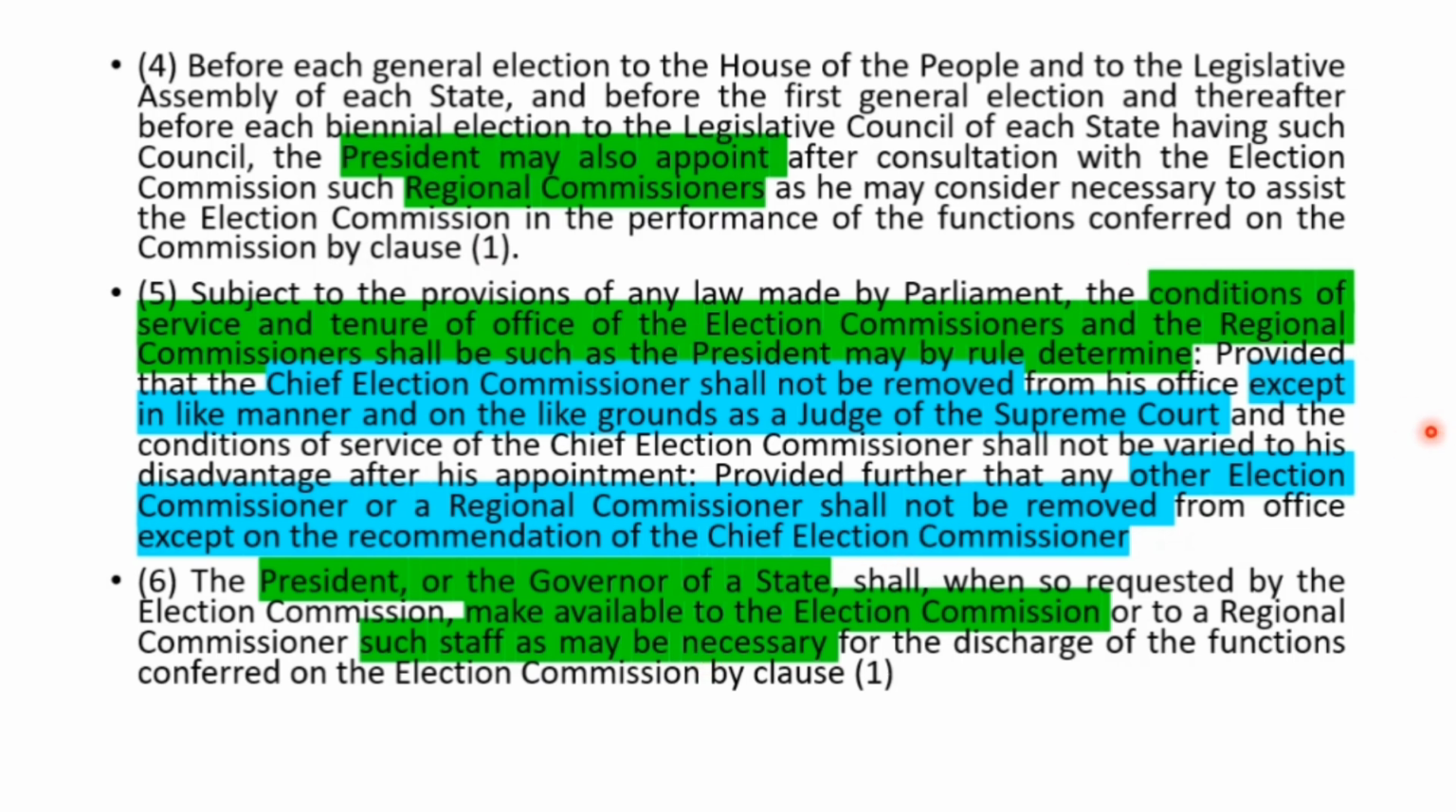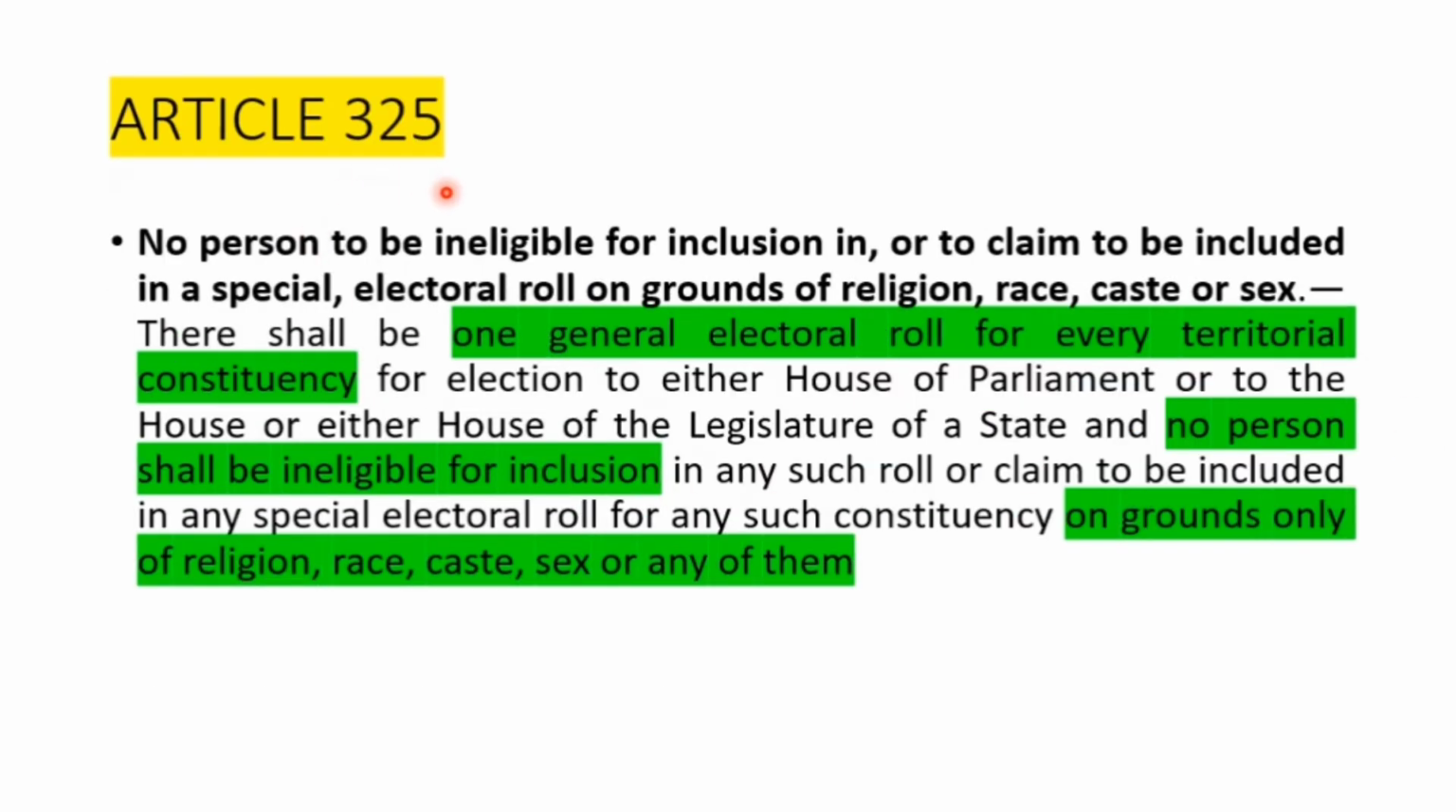Then moving on to the next article, Article 325. 325 is about the electoral roll. It says that there shall be one general electoral roll for every territorial constituency. And it also says that no person shall be ineligible for inclusion on the grounds of religion, race, caste, sex, or any of them. So it's very simple: there should be an electoral roll for every territorial constituency, and no one should be excluded from that electoral roll based on the grounds of religion, race, caste, sex, or any of them. So there should not be any discrimination.